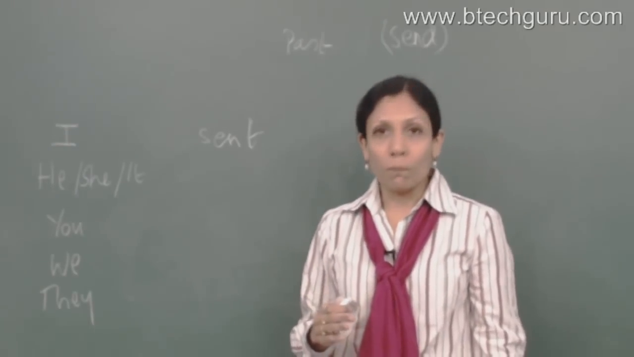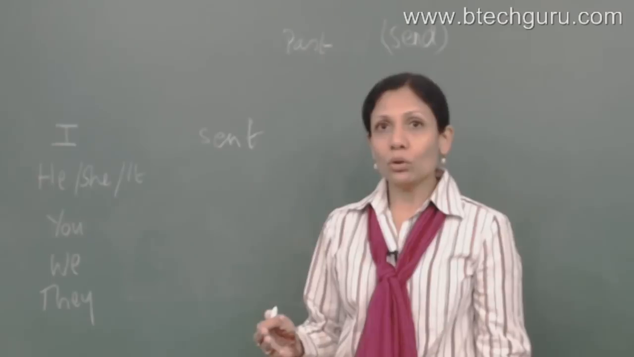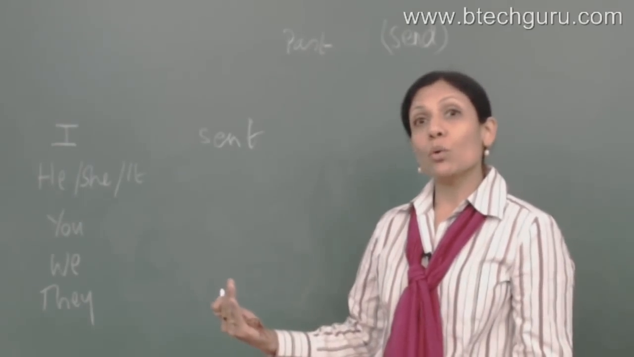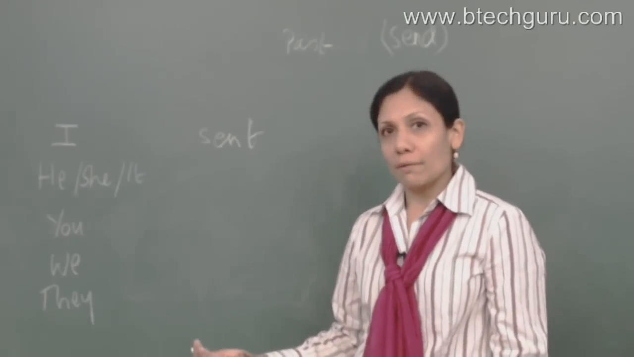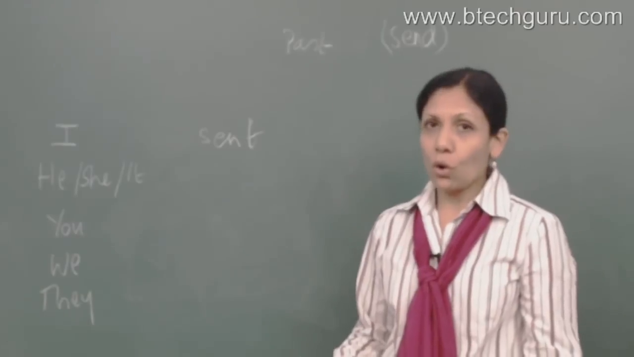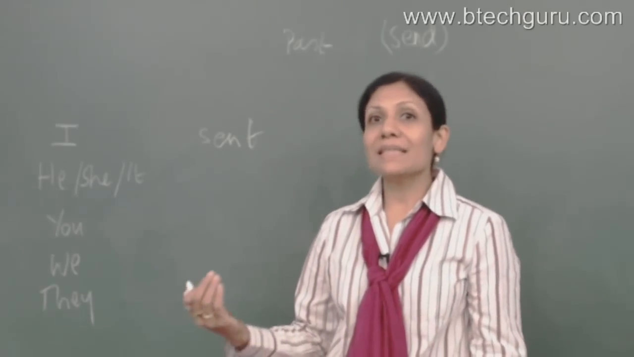Let's take the verb go. For the past tense of go, you will have to use went. For the past participle of go, you need to use gone. Let's take one more, see. Past tense, saw. Past participle, seen.